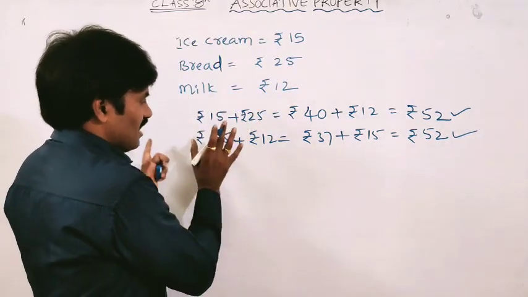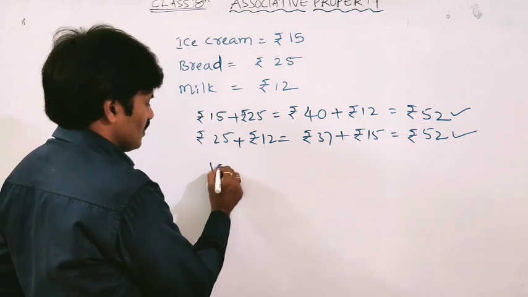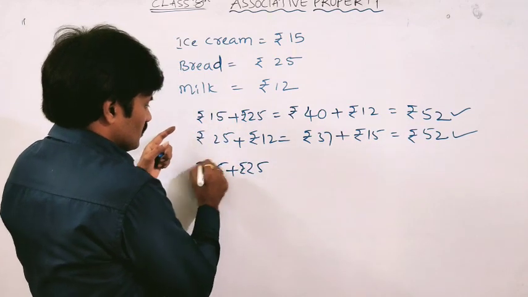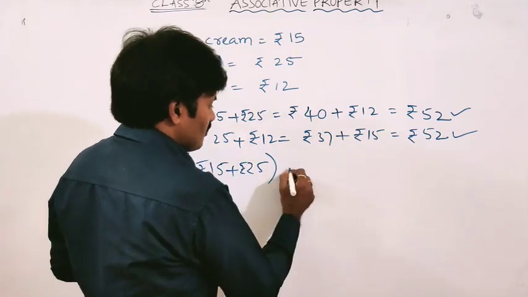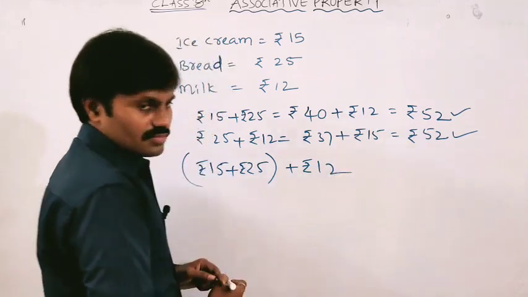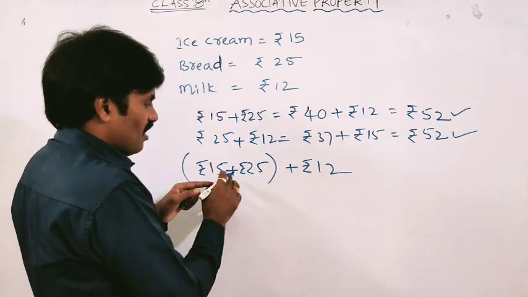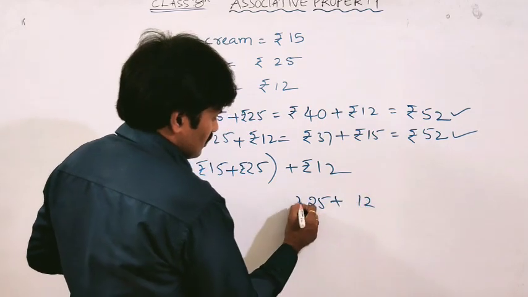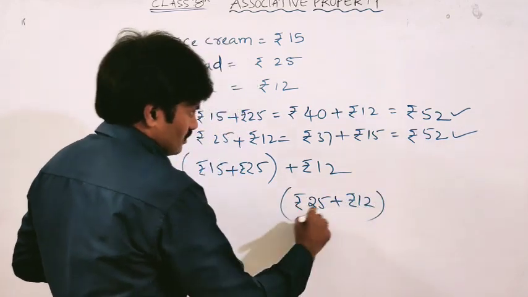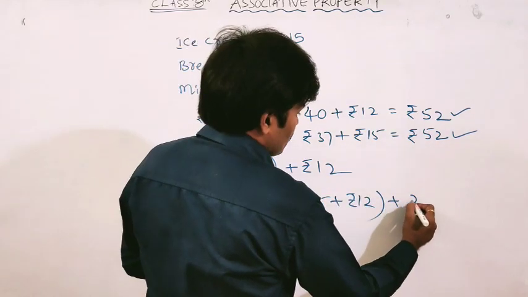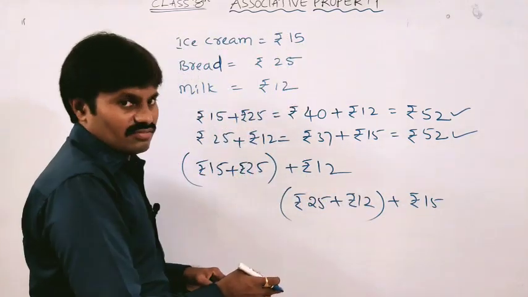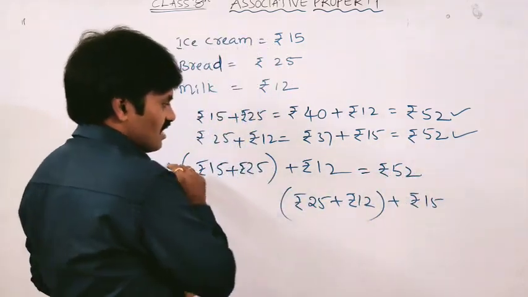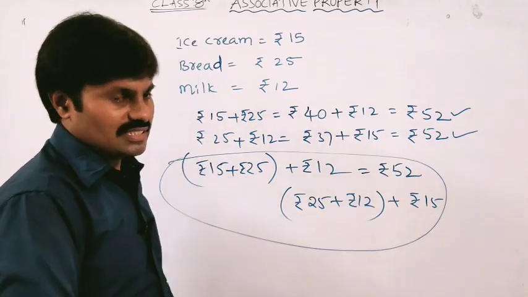So I can write this as a mathematical equation like this. First I have added 15 rupees and 25 rupees, and to this result I have added 12 rupees. Clear? And then in another way, first 25 rupees and 12 rupees I have added. Then I have added to this result 15 rupees. See, in both the cases I have got 52 rupees. So this is called associative property.